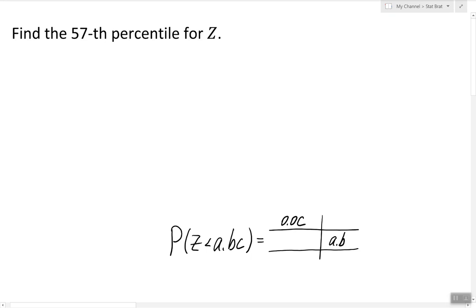To find z alpha, we would look for 1 minus alpha inside the table and then simply add the numbers from the margin of the table together. However, the question doesn't seem to be asking for z alpha, so first let's try to understand what the question is asking us for. To find the 57th percentile for z means to find the value so that 57% of the data is to the left of that value.